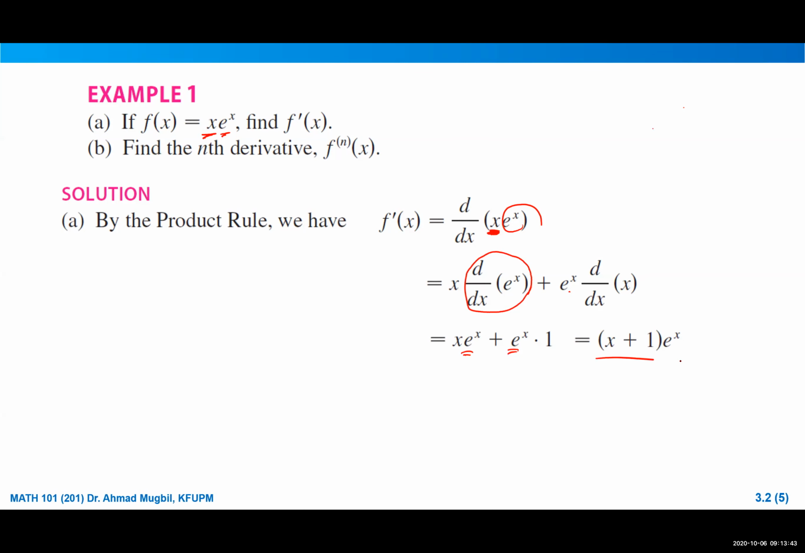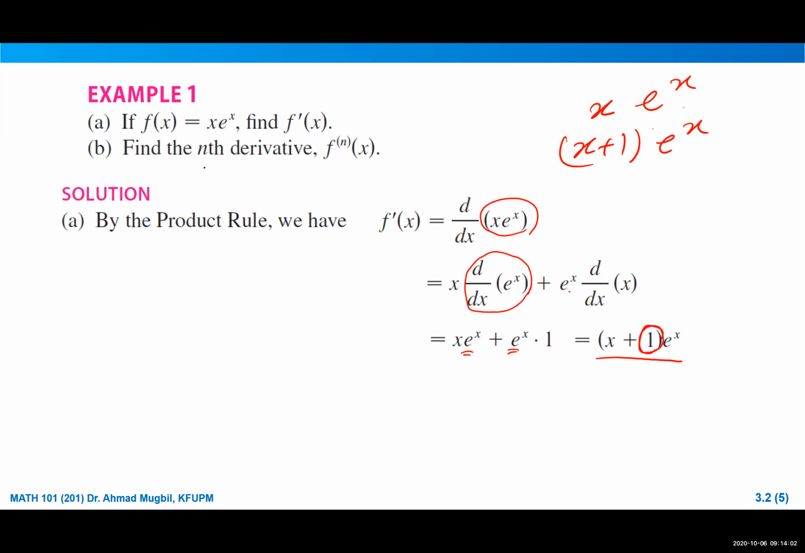So this is the derivative, guys. What you can notice, if you compare it with the original function, is that it looks like we just added what? It was x e to the power x. Now it becomes x plus 1, times e to the power x. Now this is part A.